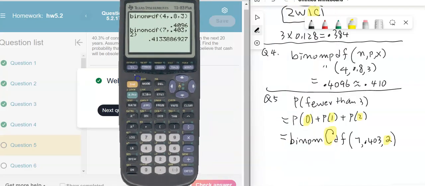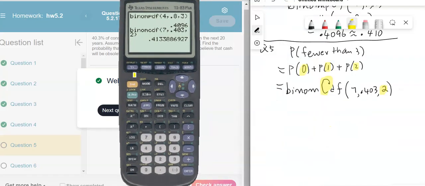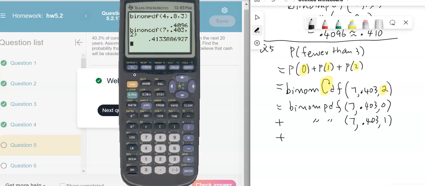Now, let me just go a little further here. What is the meaning of this? This is binom PDF of 7, 0.403, 0 plus binom PDF of 7, 0.403, 1 plus binom PDF of 7, 0.403, 2. The sum of these is equal to this. So that's the difference between P and C.